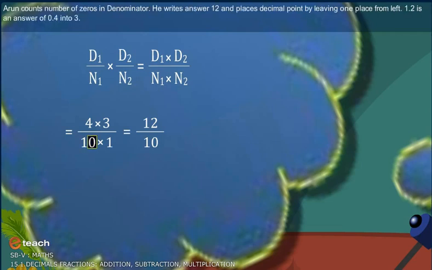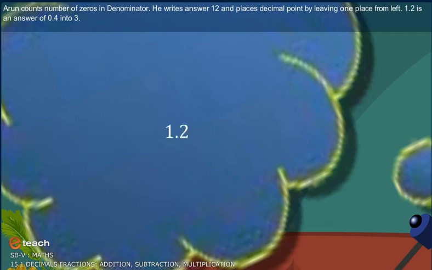Arun counts the number of zeros in the denominator. He writes the answer 12 and places the decimal point by leaving one place from the right. 1.2 is the answer of 0.4 into 3.